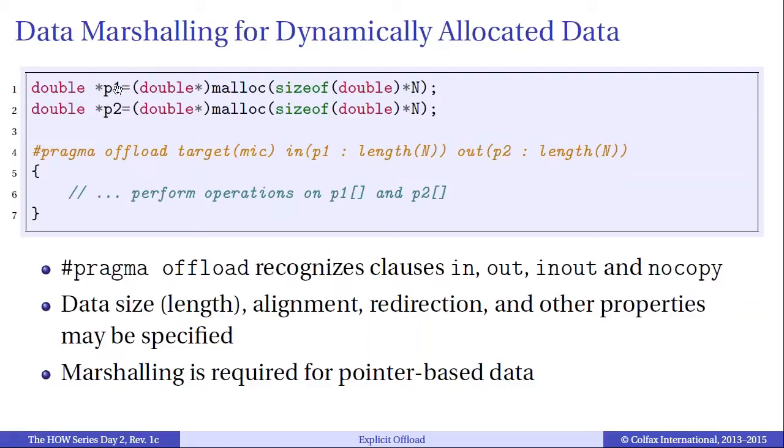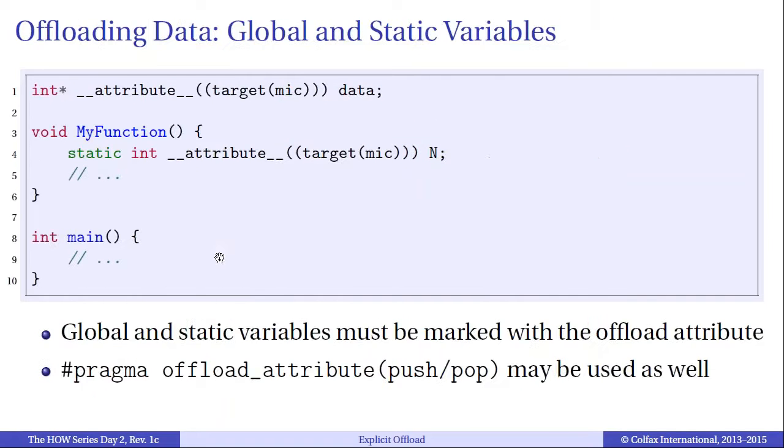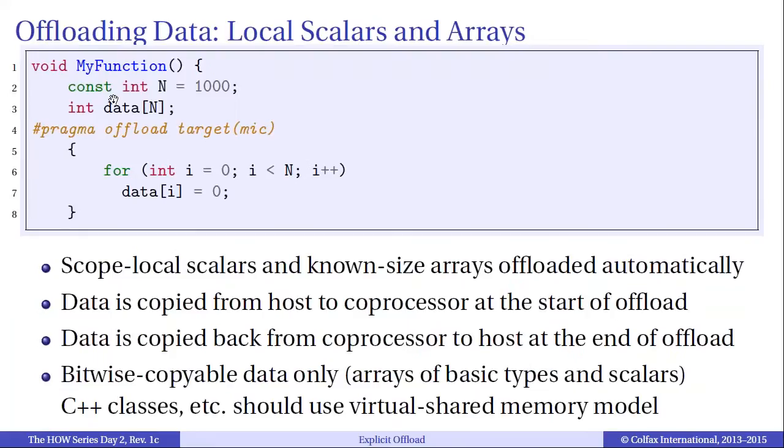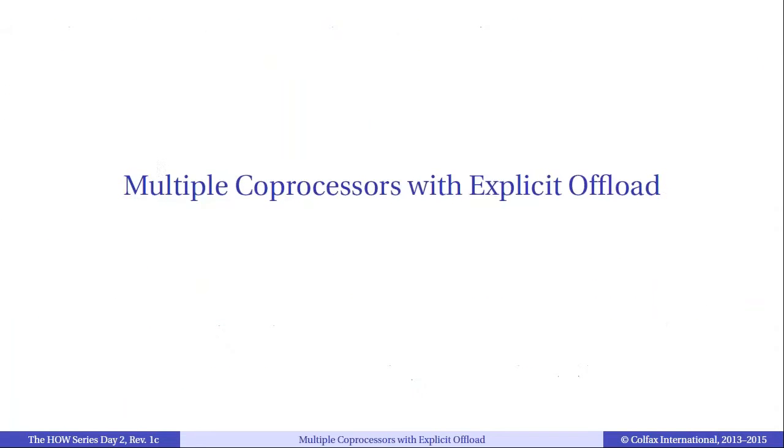Data marshalling is required for pointer-based variables, but it is also optional to use data marshalling in cases like this, when the compiler could do it for you. But sometimes you may save some time by not copying data which is persistent. And I will have a few slides about that.